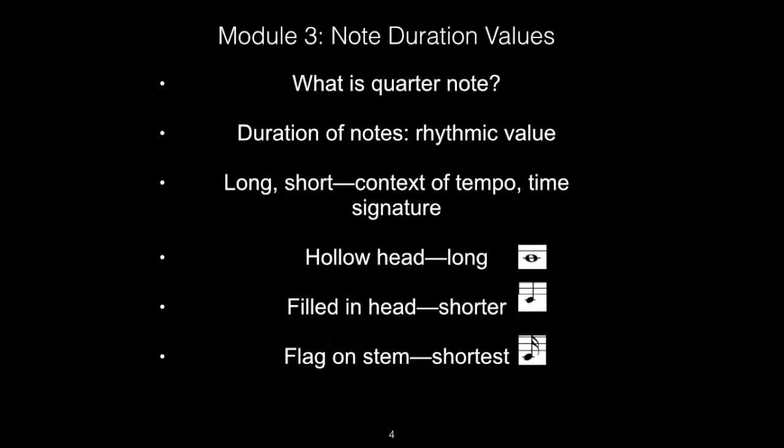The duration dimension of notes is represented by their rhythmic value. Notes can last a very short, long, or very long time, all depending on the context of tempo, which is the speed of performance, and the time signature they belong to. The rhythmic value of a note is depicted by the head, stem, and flag. Hollow, empty heads imply longer notes, filled-in heads shorter notes, and flags on stems the short-lasting notes.